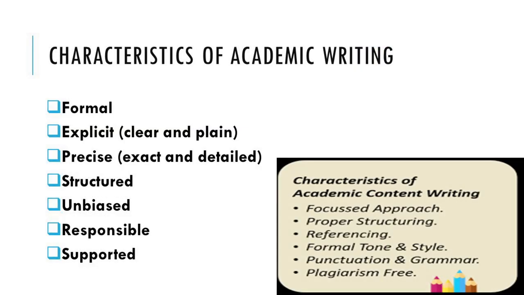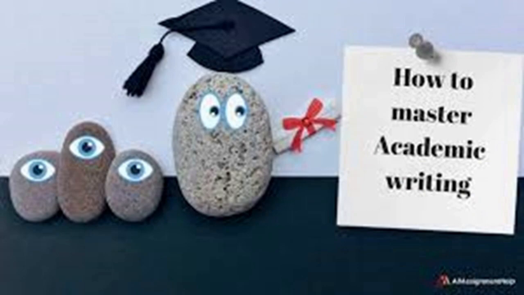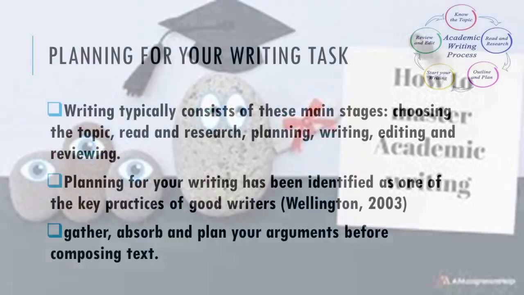So what are the characteristics of academic writing? They are formal, explicit, precise, structured, unbiased, responsible, and supported. It also accommodates a focused approach, proper structuring, referencing, formal tone and style, punctuation and grammar, and must be plagiarism free. So, how to master academic writing?